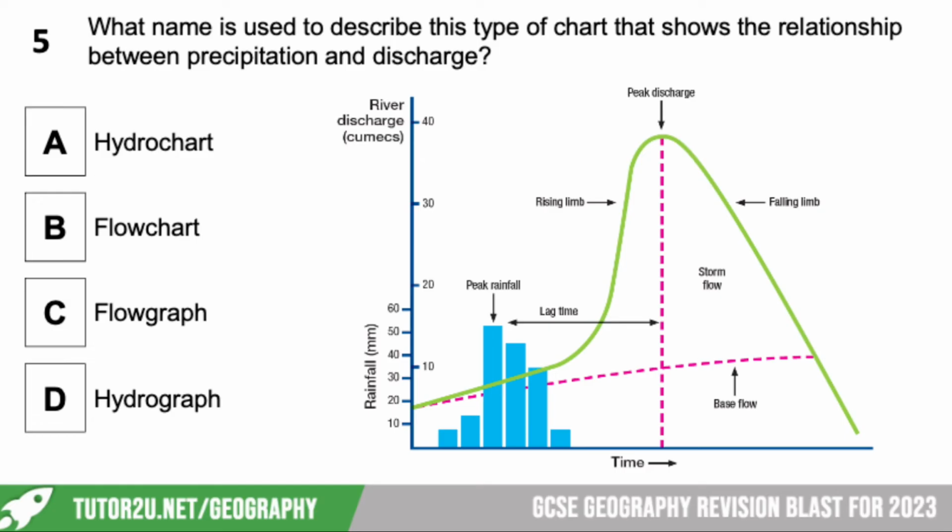Okay, tricky one here. What's the name used to describe this type of chart that shows the relationship between precipitation and discharge? Is it a hydro chart, a flow graph, or a hydrograph? Okay, let's reveal. It is a hydrograph. So you can see on the graph, you've got the peak rainfall highlighted there. So the rainfall totals are shown by the blue bars and the discharge is shown by the green line. The idea is that it's showing you the relationship between the two.